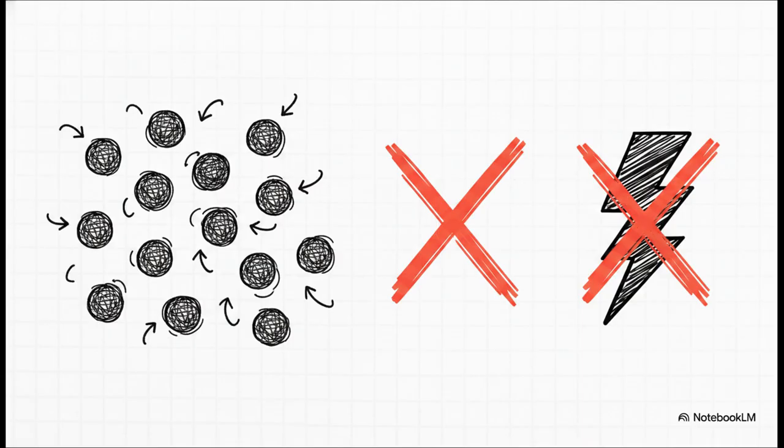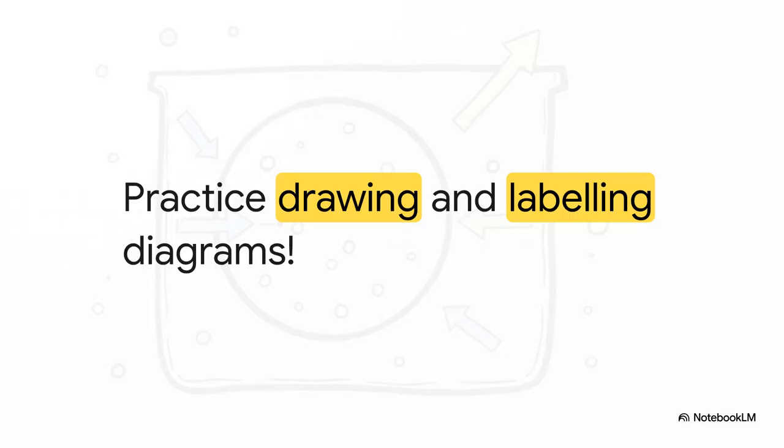And mistake number 2, thinking diffusion requires active cellular energy. It absolutely doesn't. It is powered entirely by natural kinetic energy. Now for a massive exam tip. Practice drawing these diagrams explicitly. Don't just sketch a basic cell and call it a day. You've got to draw the exact directional vector arrows showing whether water is moving in or out. Clearly label that partially permeable membrane and mark areas of high and low water potential.